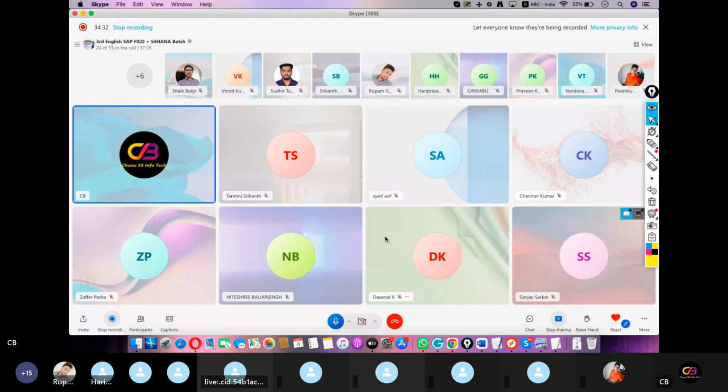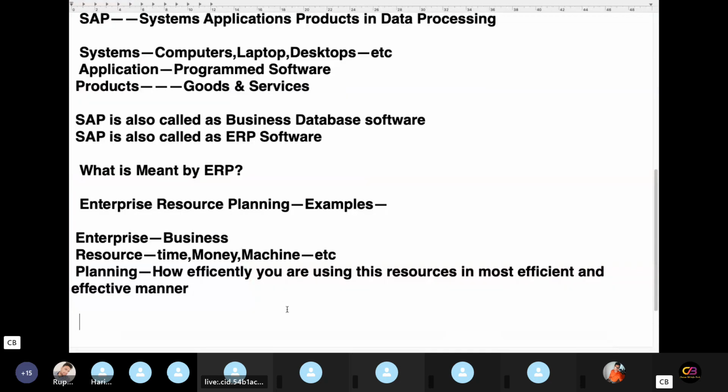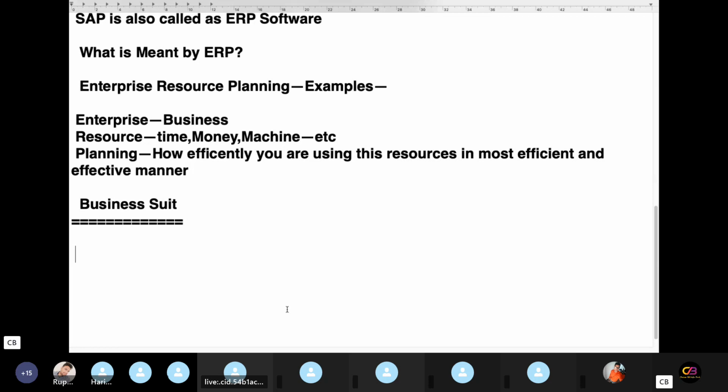Okay, it is programmed software. Now you understand what SAP is, what ERP is, and what SAP HANA and S4HANA are. S4HANA is the fourth generation of the business suite. What is meant by business suite? HCM, PLM, SCM.